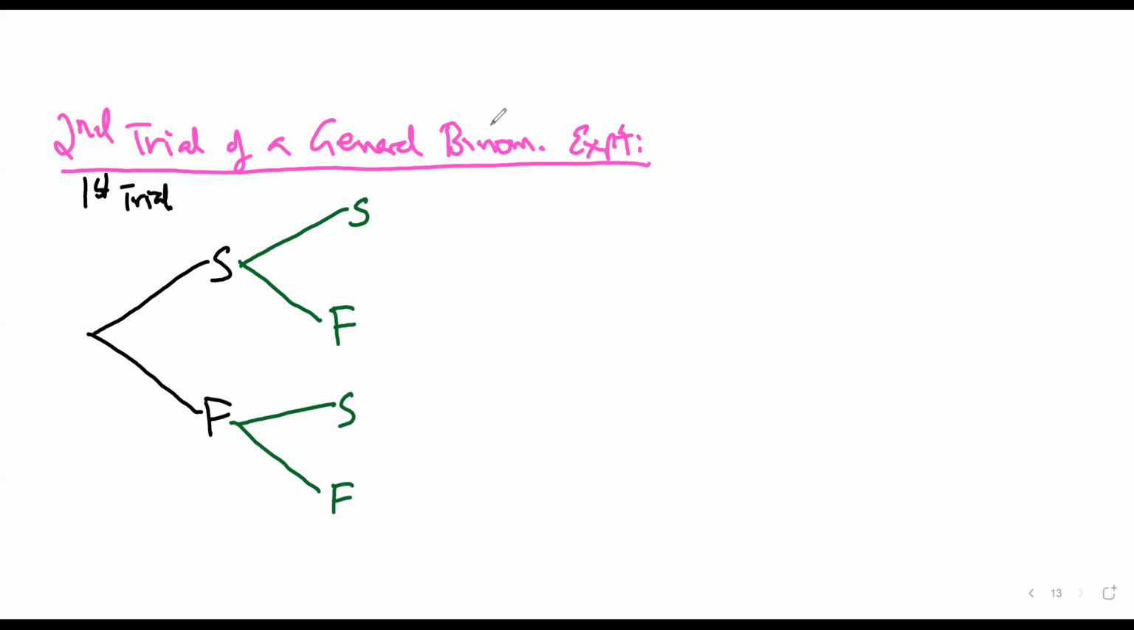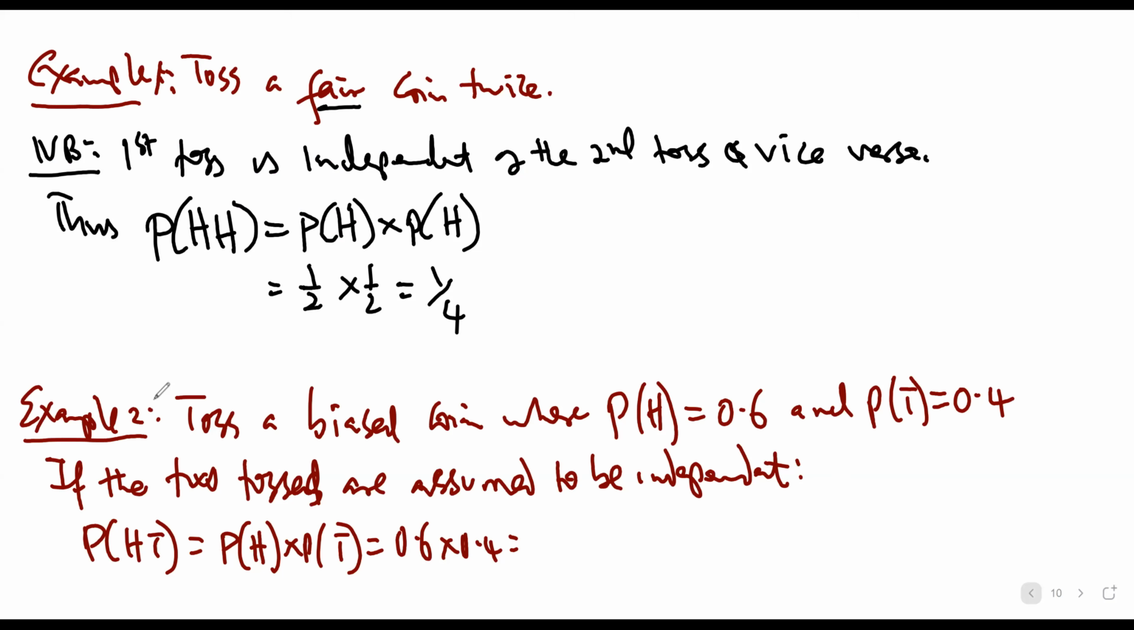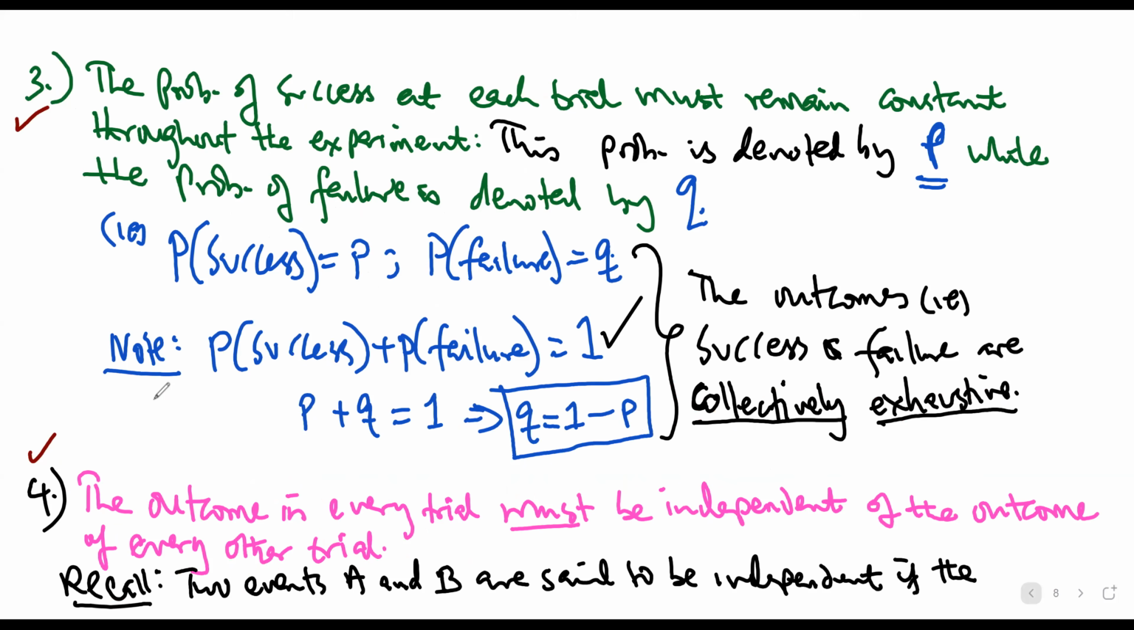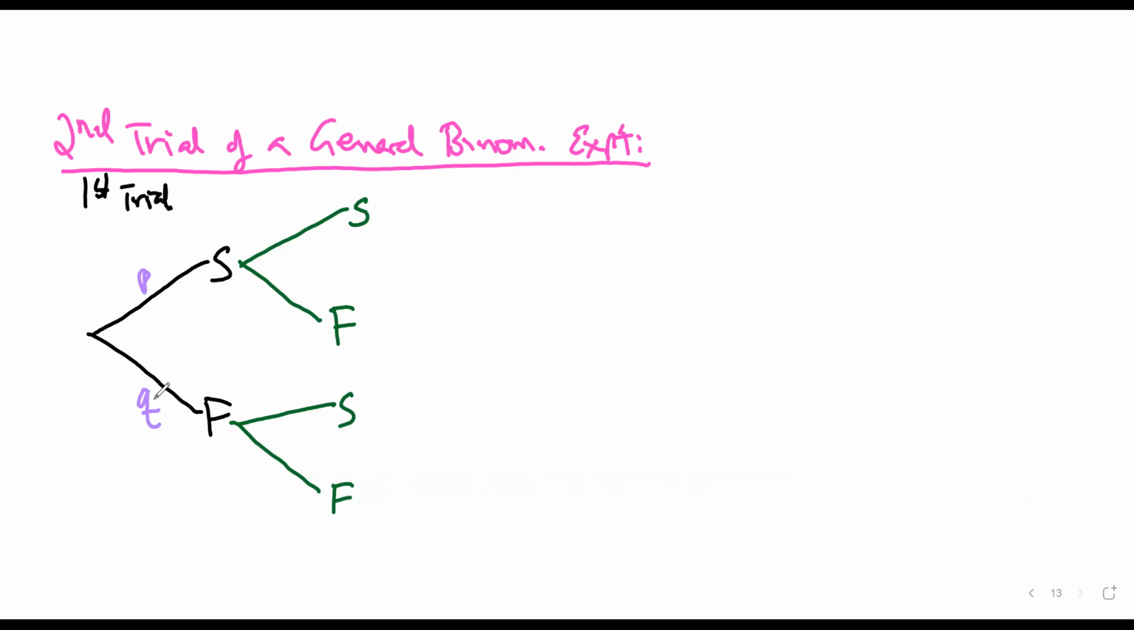We need to indicate the probabilities of success and failure on the tree diagram. And we said that probability of success is P, and here to be Q. And from condition number 3, the probability of success in each trial must remain constant throughout the experiment. That means the probability on the other branches will not be changing for S and for F. So this will also be P, this will be Q. P, and this will be Q. So that's the meaning of the third condition.